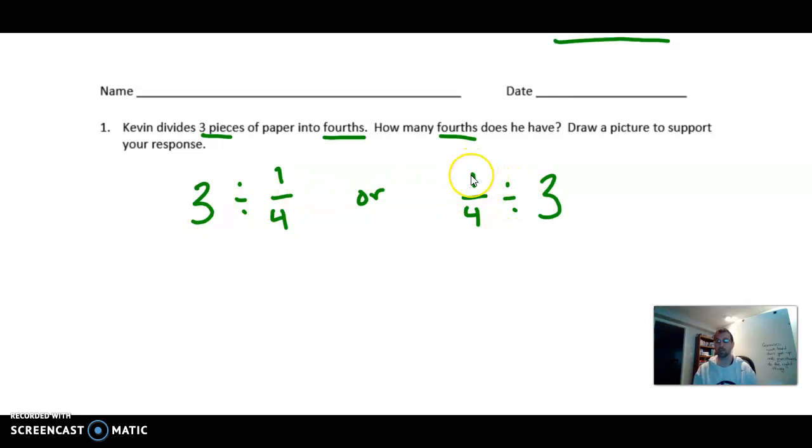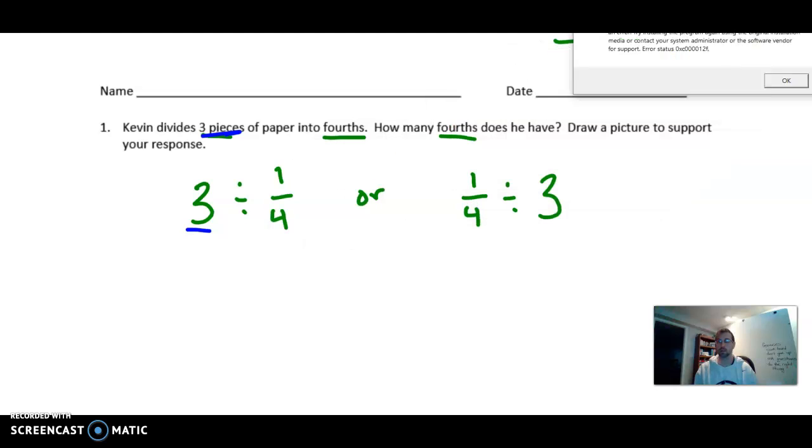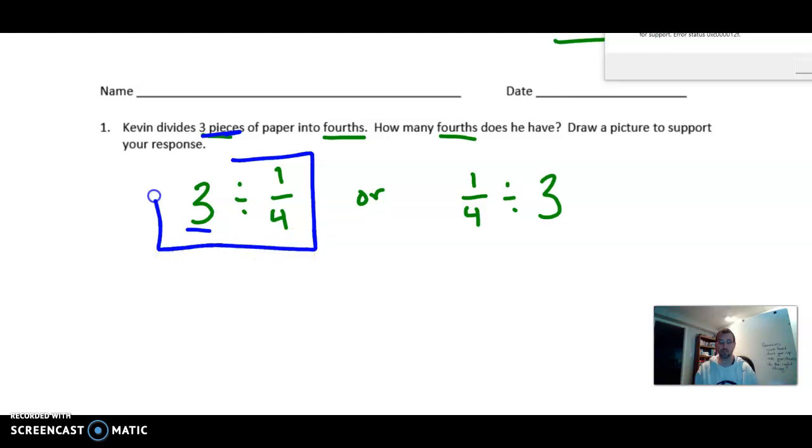We have to stop and think, is our work going to be reasonable? Do we fully understand it? What does Kevin start with? Well, he starts with 3 pieces of paper. Now, here I'm starting with 3 pieces, or am I starting with a 1/4? Let's get that out of the way. Which one is he starting with? He's starting with 3 wholes. He's not starting with a 4th piece of paper. So we're going to solve this one.